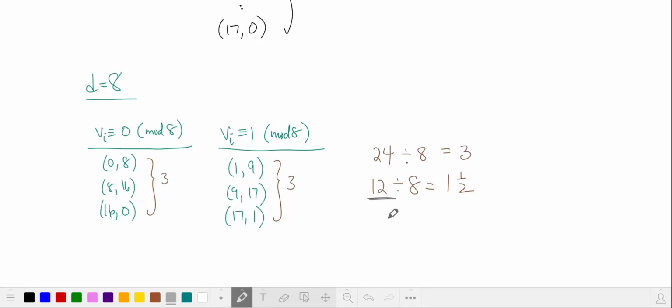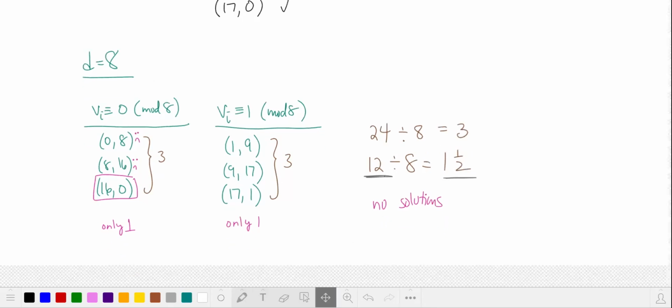The trouble is, if we want to produce a subset with 12 segments, we need some of our subsets to produce 2 segments. But no matter which segment we choose from the 3 in each category, we'll have to exclude the other 2 segments. So it'll be impossible to draw 12 segments with this length. So there are no solutions for d equals 8. We'll go on to d equals 9.